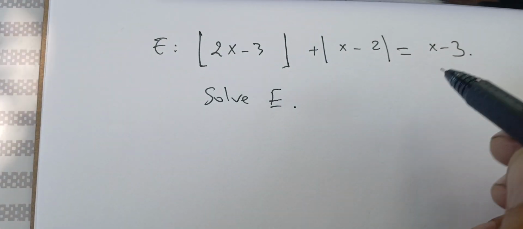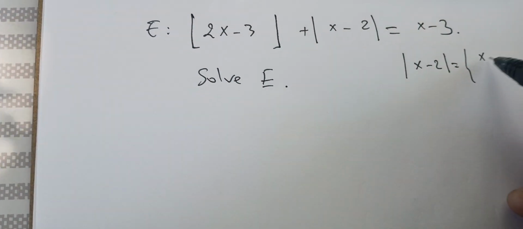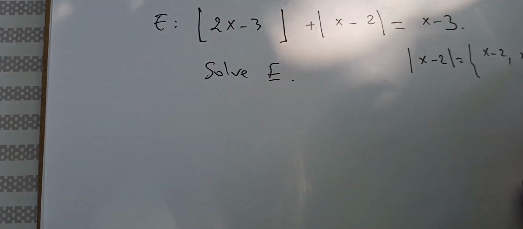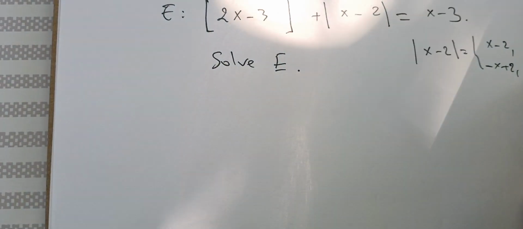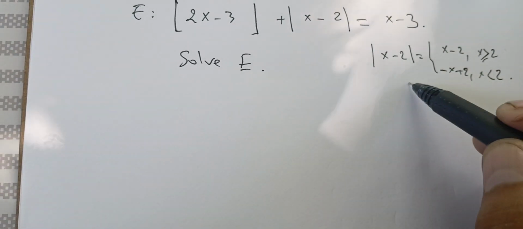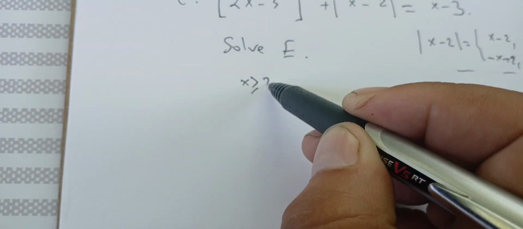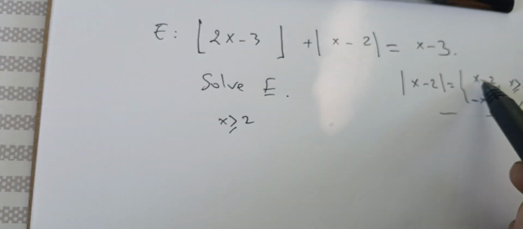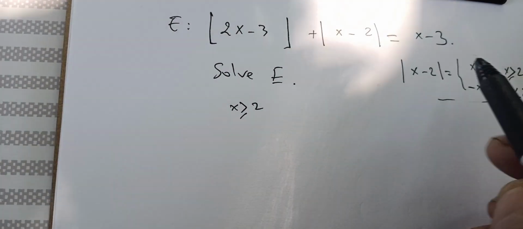Here we have the absolute value of x minus 2 is x minus 2 if x is bigger than 2, and it's minus x plus 2 if x is less than 2. So our first condition is that we assume that x is bigger than 2, and then the absolute value of x minus 2 is just x minus 2.